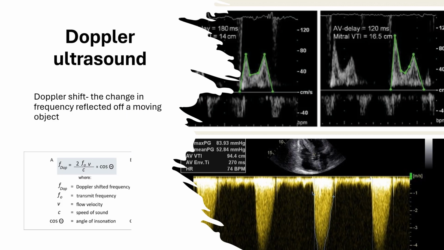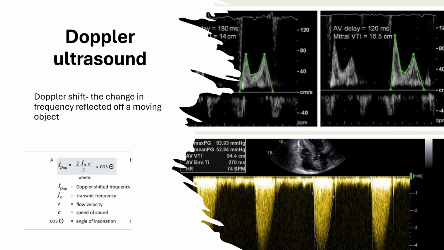Finally, let's talk about Doppler ultrasound. As a cardiac anesthesiologist, this is a very important topic for me. Doppler shift measures the change in frequency reflected by a moving object. With Doppler, we can examine the direction, velocity, and the pattern of blood flow in clinical medicine. The equation for Doppler is presented on the bottom of the screen. The Doppler shift equals the velocity of blood flow times the cosine theta, which is the angle between the ultrasound beam and blood flow, times 2 times the transmitted frequency.